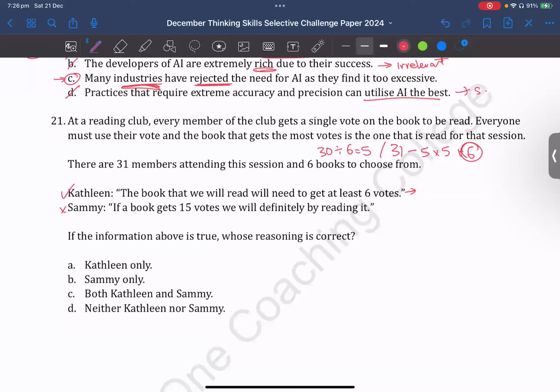If a book gets 15 votes, we will definitely be reading it. Because my question is, okay, sure, one book gets 15, another book gets 16. 16 is still bigger than 15, which is why it's wrong. Alrighty. So therefore, the answer is A. So please read the question carefully. I think a little bit of maths here and understanding would really help.